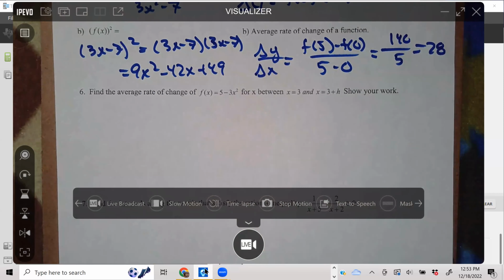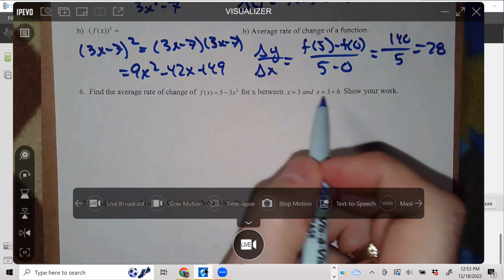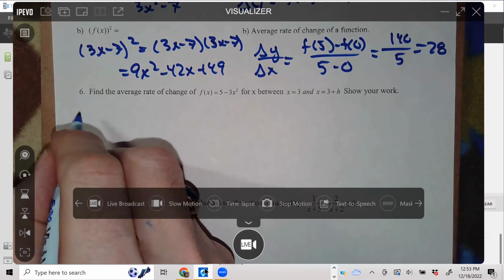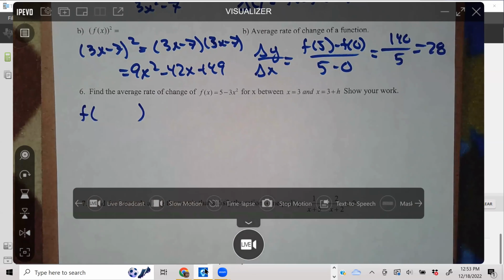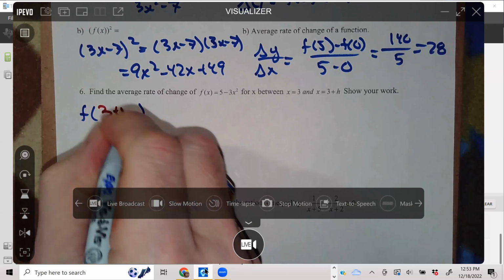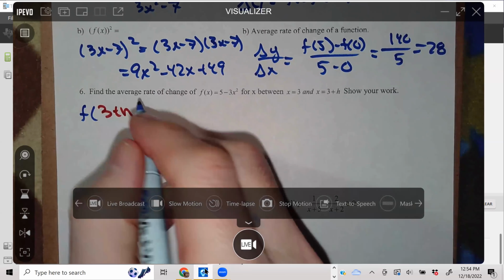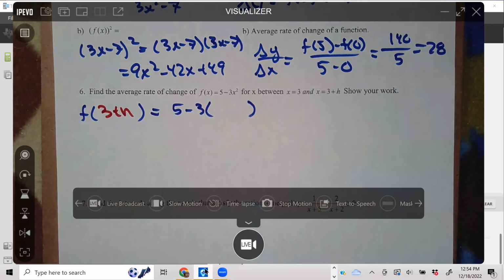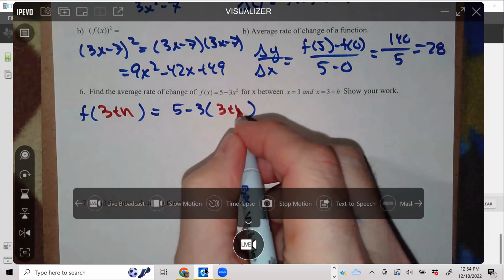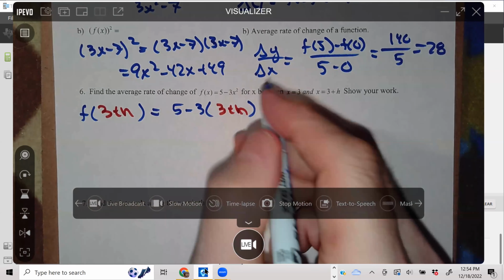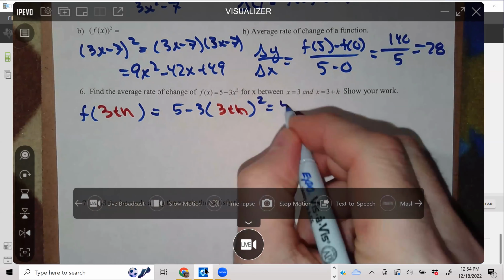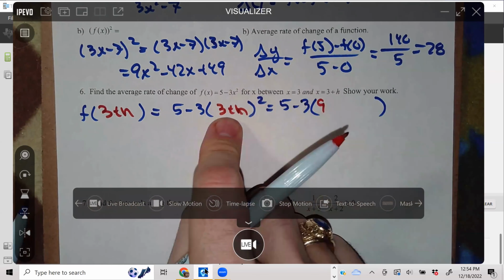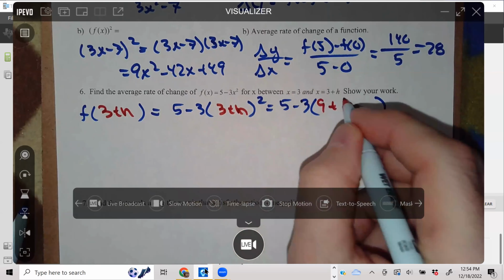Going a little further, if you want to find the average rate of change in this general sense, this is a calculus type question, so it's paving the way for things to come. I'm first going to find f of 3 plus h. So let's put that into this. This can be 5 times 3 times 3 plus h squared. Let me square this out this way. It's going to be 5 minus 3 times, you'd have to do 3 plus h times 3 plus h, which is going to be 9 plus 6h plus h squared.